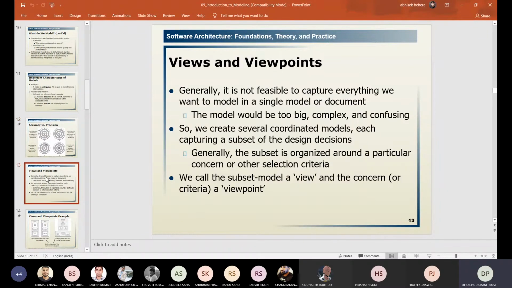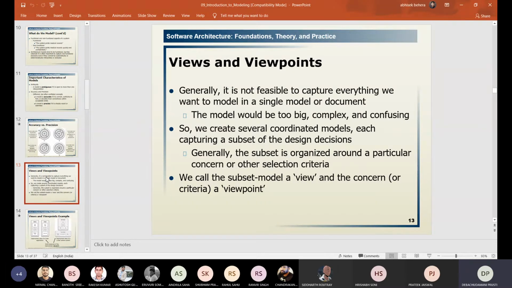Now, the two parameters: view and viewpoint. First, generally it is not feasible to capture everything we want to model in a single model or document. So it is sometimes very difficult to capture all the requirements or all the components in a single model or document. It is not practically feasible. The model will be too big, complex and confusing if we try to capture all the components, connectors and other documents in it.